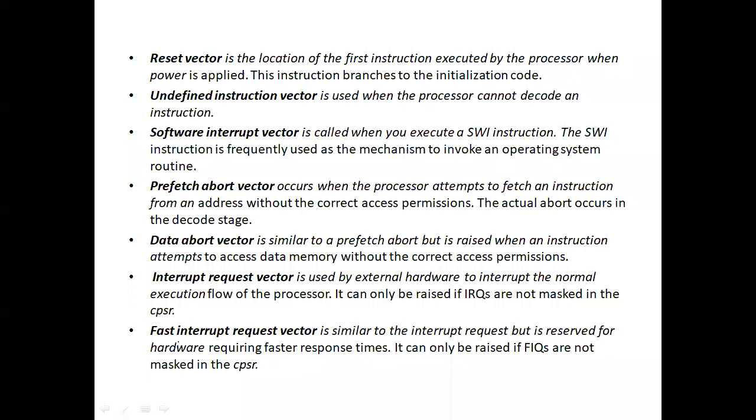The interrupt request vector is used by external hardware to interrupt the normal execution flow of the processor. It can only be raised if IRQs are not masked in the CPSR. Fast interrupt request is similar to the interrupt request, but is reserved for hardware requiring a faster response time. It can only be raised if FIQs are not masked in the CPSR. So this is about exceptions and vectors.